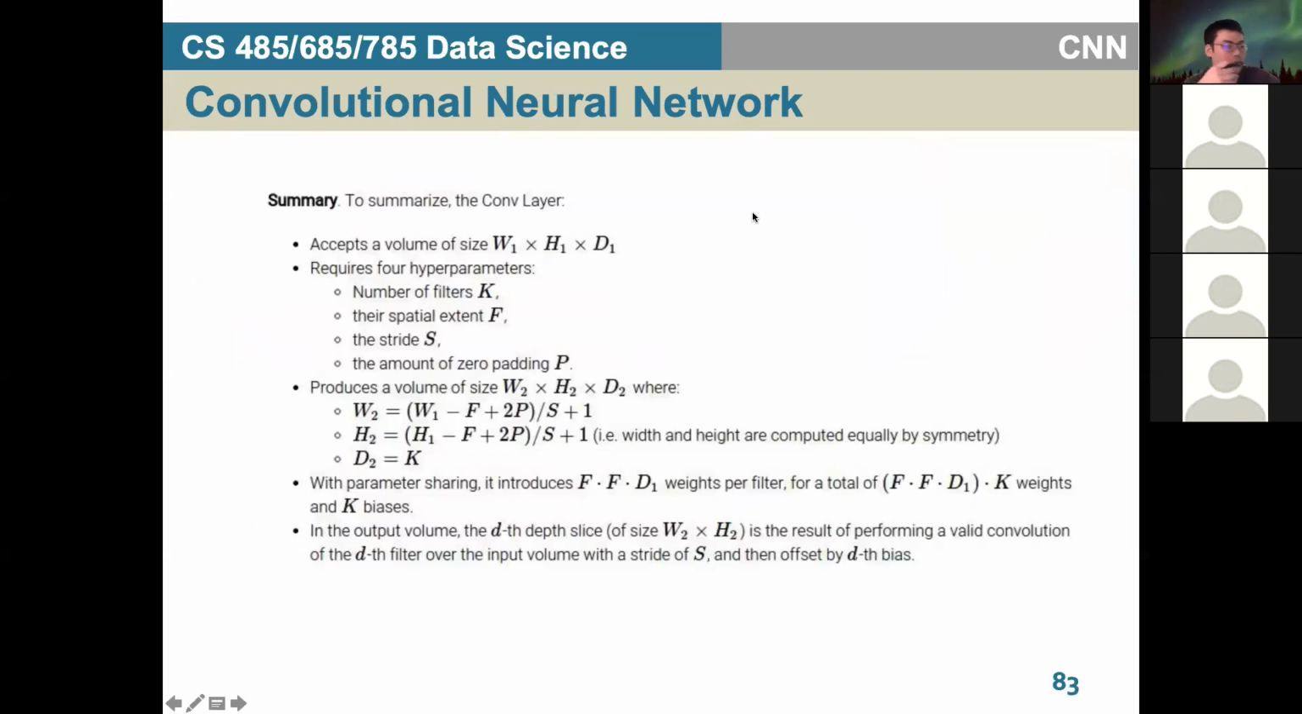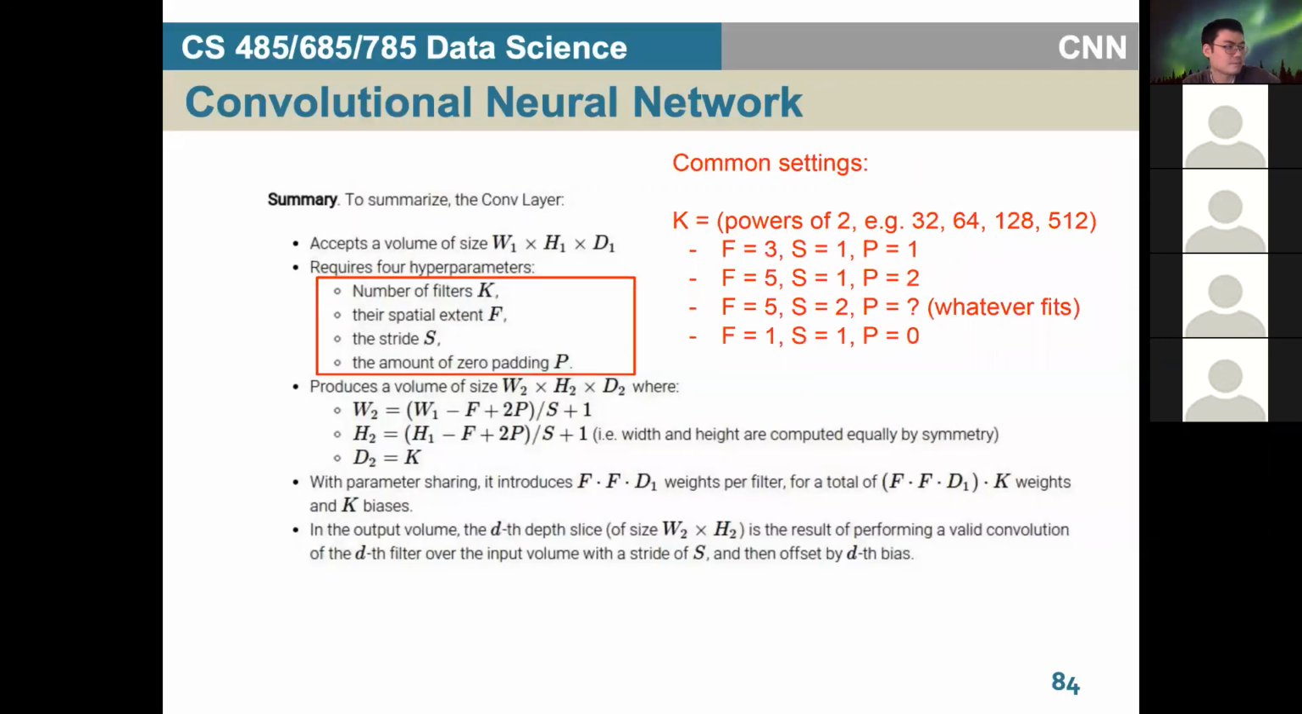Here's a summarization of the formula, but I think you can read it offline. Maybe in the deep learning course they will cover more, but all these are automatic. And here are some common settings, as I said. The filter will always be 3x3, 5x5, 7x7, and that could be 1 by 1. So what does 1 by 1 mean?